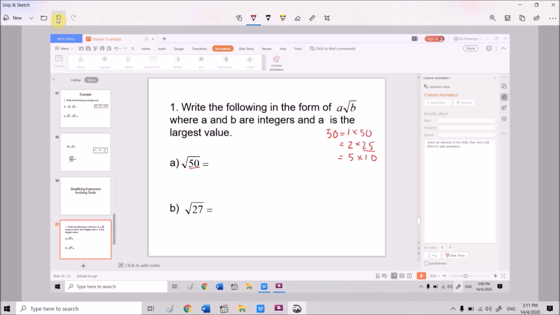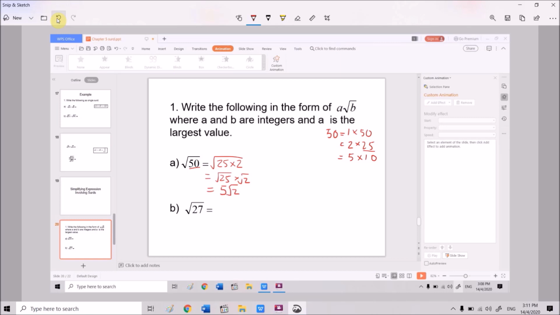So we rewrite this as the square root of 25 times 2. Why are we writing this? Because according to the law, the surd of 25 times 2 actually equals surd 25 times surd 2. And surd 25, or the square root of 25, equals 5. That's why we are looking for perfect squares. Then multiplying, we have 5 square root of 2, or 5 surd 2.